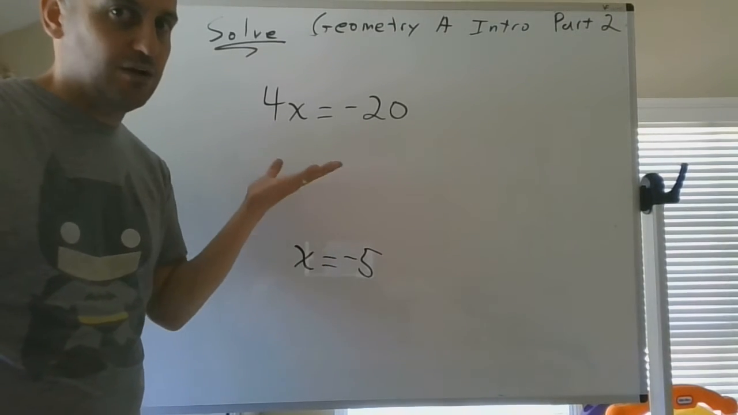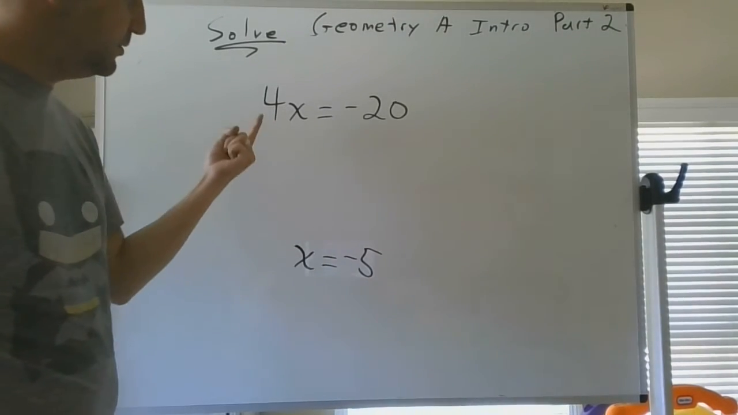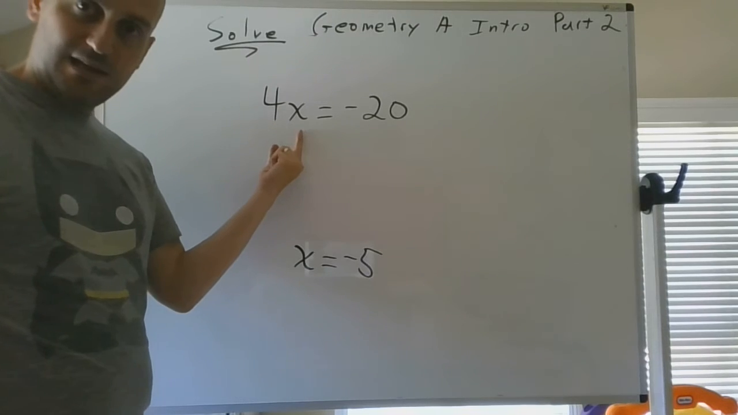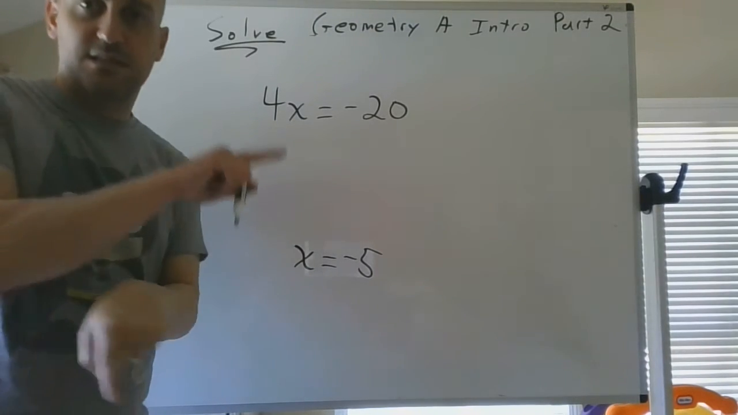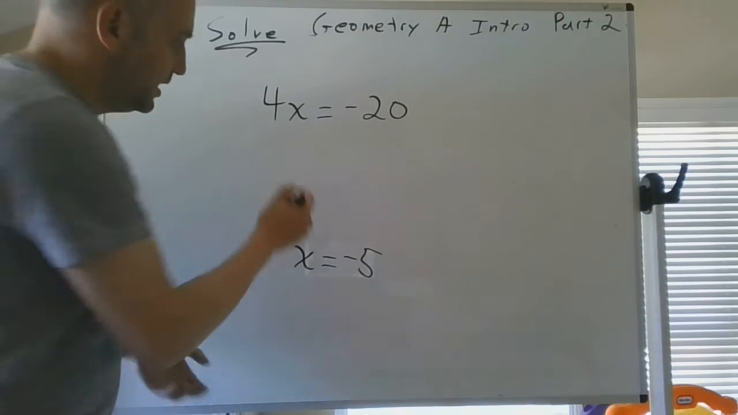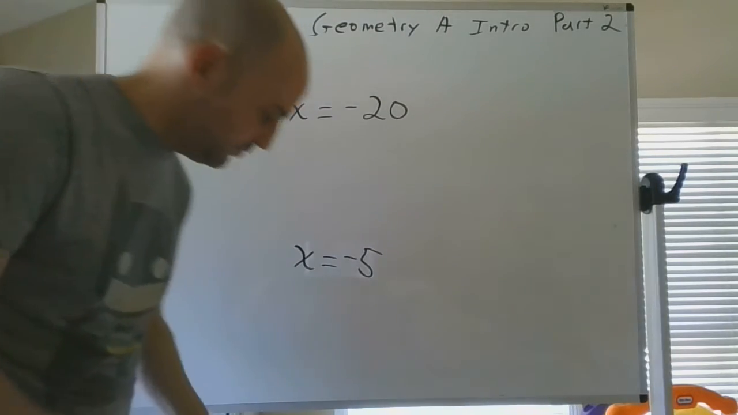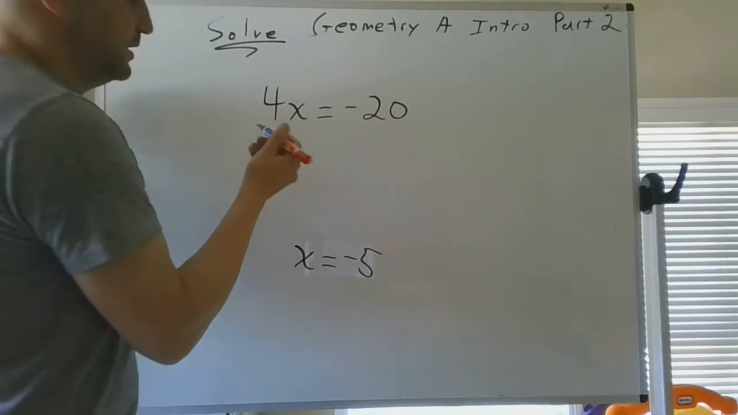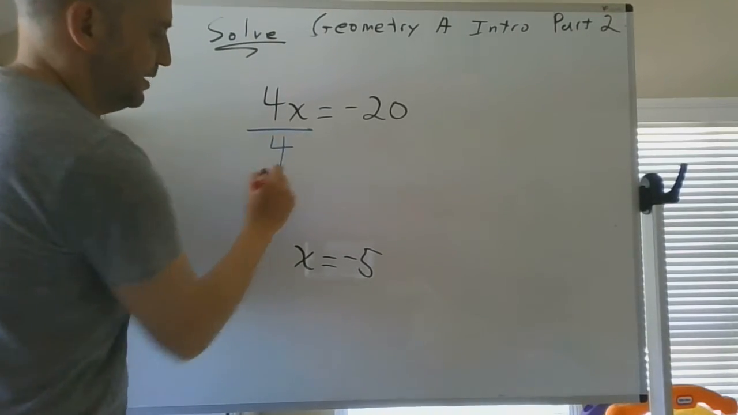What's important is how do we do this? What do we algebraically do? Well, if I'm doing 4 times x, you have to constantly think of the opposite of what multiplying is. What was the opposite of multiplying by 4? It is dividing by 4. I'm going to do a different color. Hopefully that helps. So it's dividing by 4.